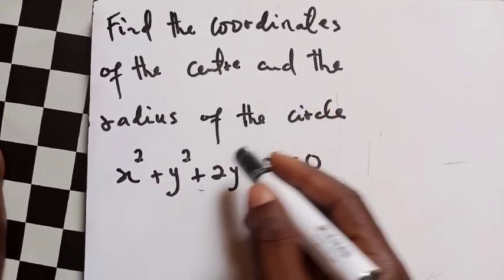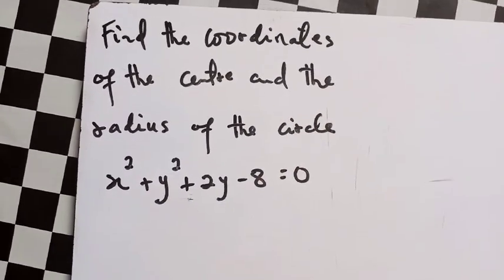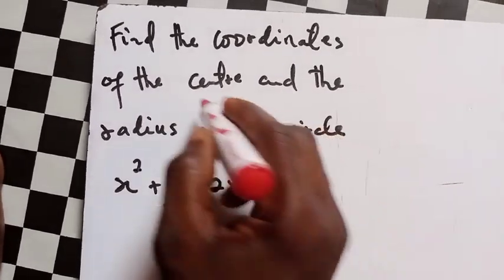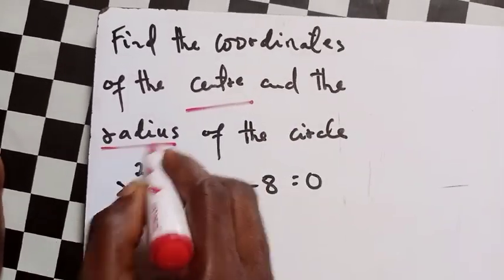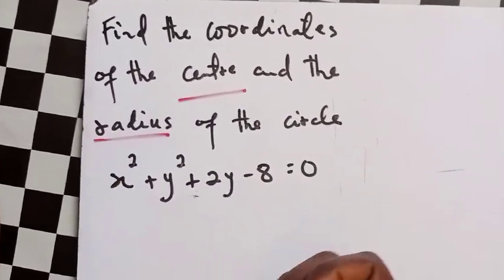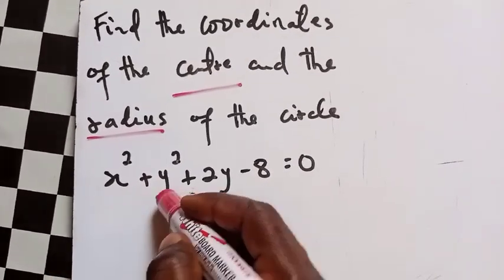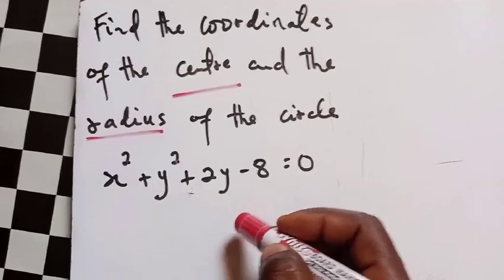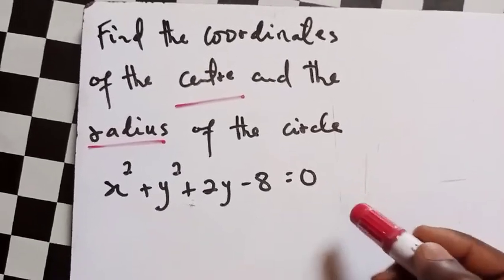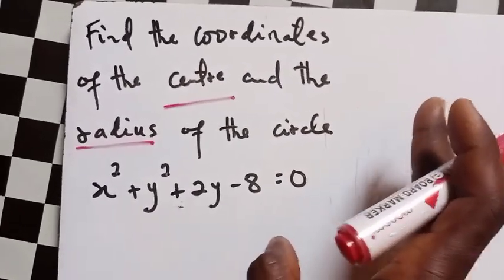Find the coordinates of a center. So the first one is what? A center, and then the second one is what? A radius of a circle. So this thing here is the equation of a circle: x squared plus y squared plus 2y minus 8, everything equal to 0. These are all the information that we are given.